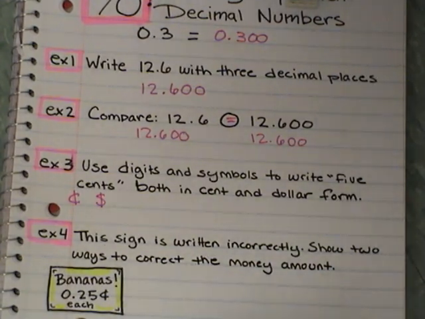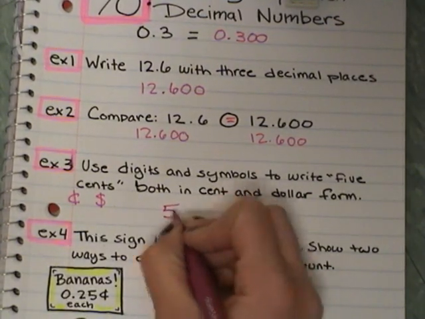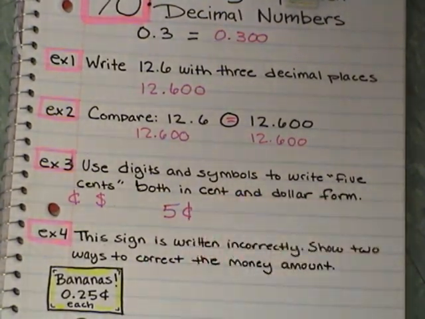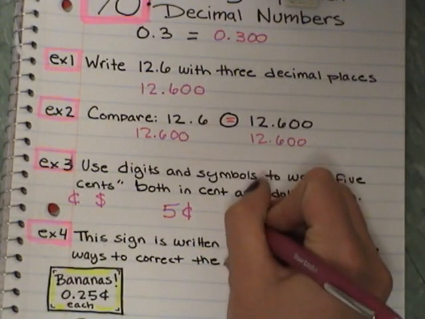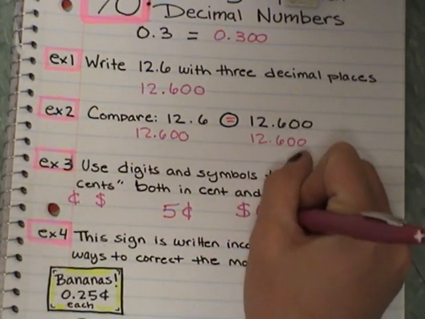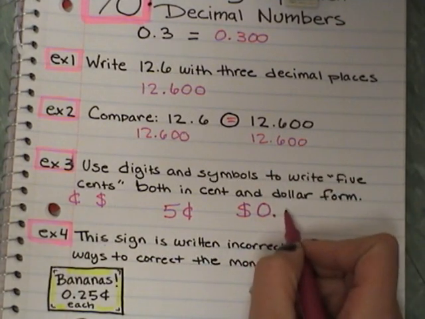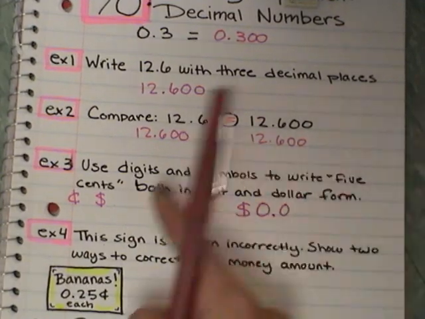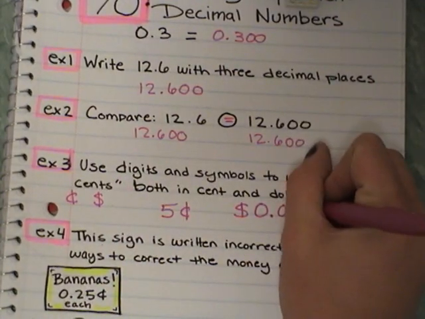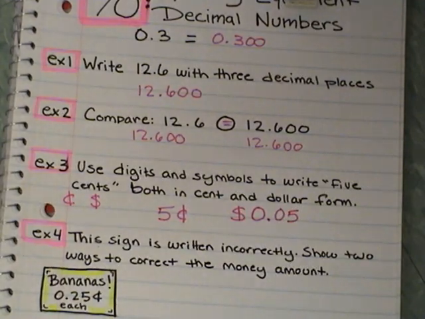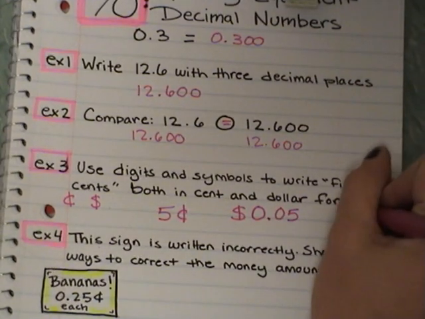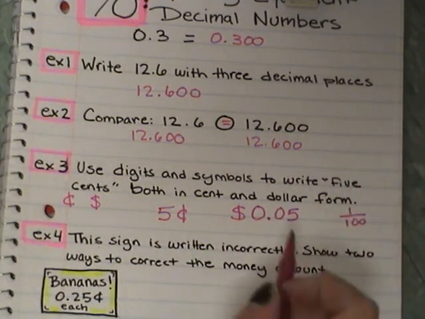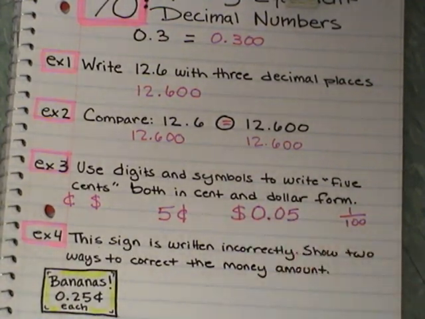Alright, if I were to write 5 cents like you'd see on a sticker somewhere, I would write my 5 and my cent sign. And in dollar form, I have my dollar sign, $0. I have 0 tens in my tenths place, which would be my dimes, but I have 5 cents in my hundredths place because I know that 1 cent is 1 out of 100 or a hundredth, and I have 5, so 5 hundredths.